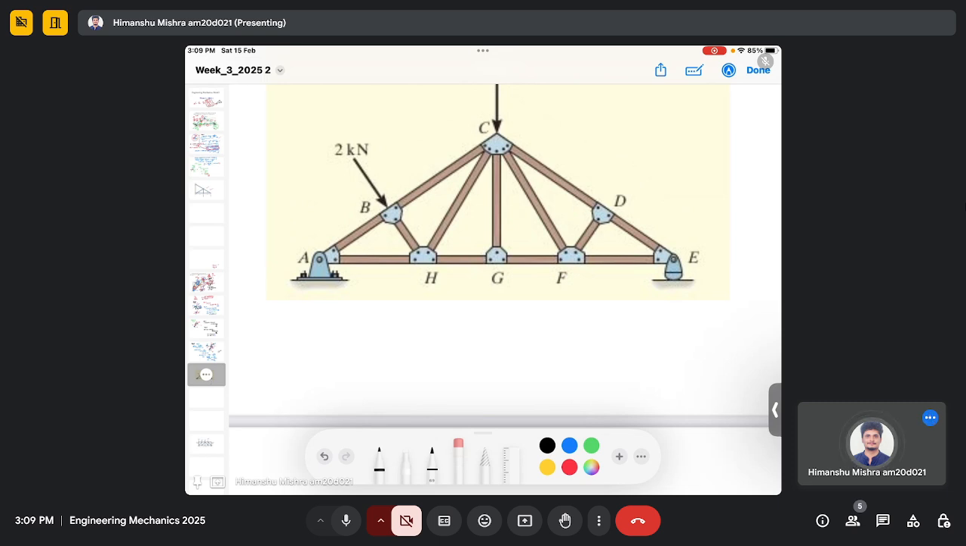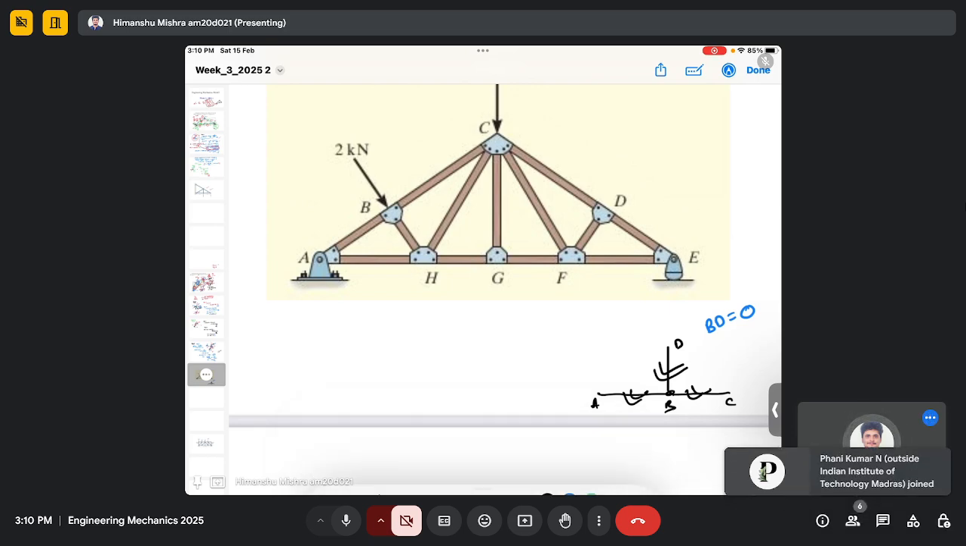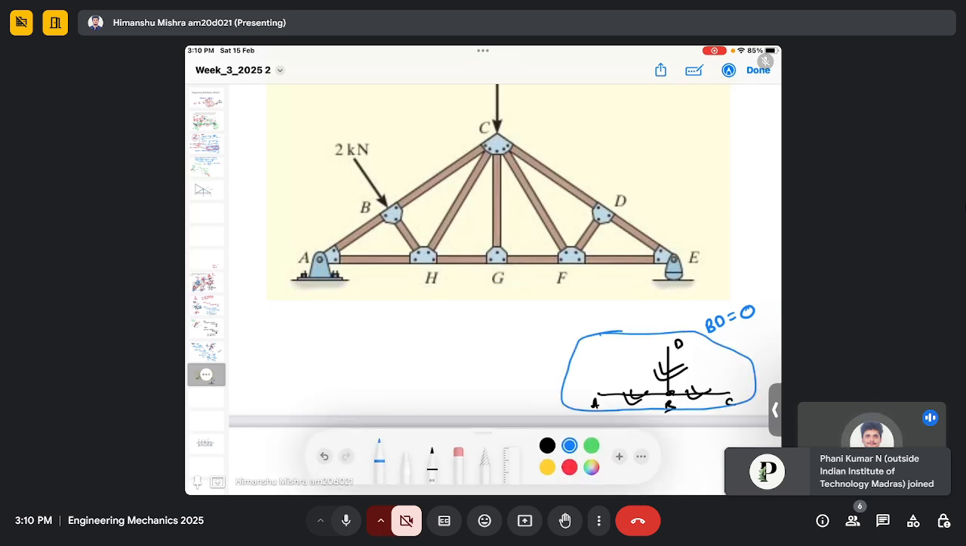For example, if we look at such an arrangement, as we discussed, it will have a zero force member. Here the force in BD will be 0, and we will verify that using the equilibrium equations. It is not very hard to see. You can even guess it by writing the summation of forces equation in the y direction and in the x direction.